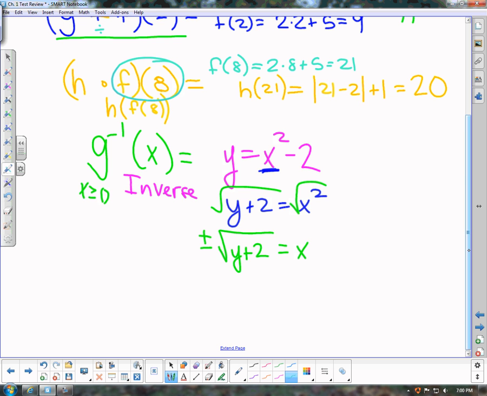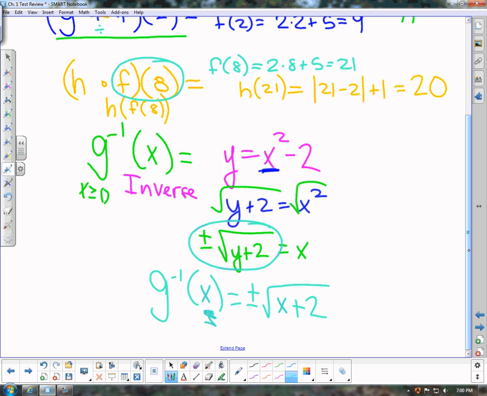So now when you write the answer, g inverse, because we use this variable, when you write this part, we also have to have the same variable in it. So it becomes plus and minus the square root of x plus 2. And like I said, if you wanted to, you could switch the x and the y and now solve for y, and you would still get the same thing. And now you wouldn't have to worry about switching the variable of the inverse of g. And that's the first types of problems you will see on tomorrow's test.